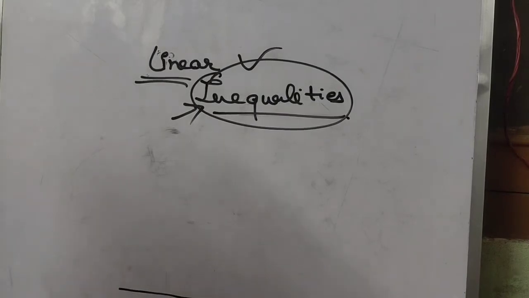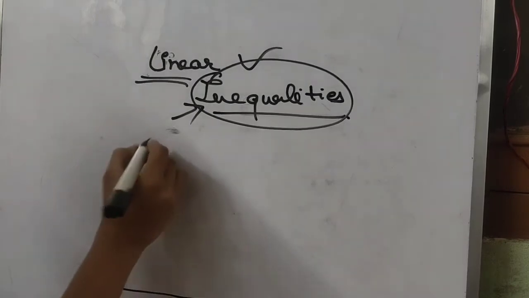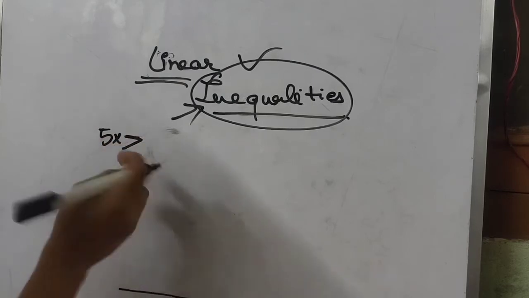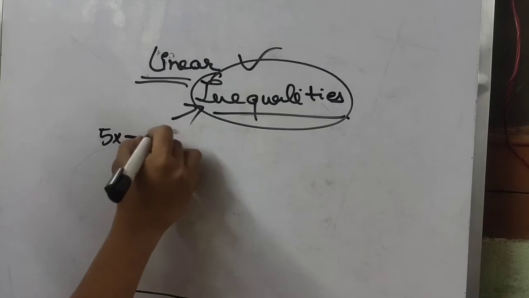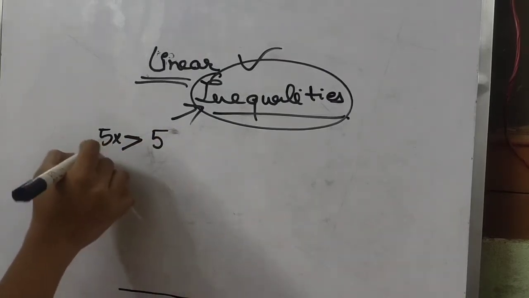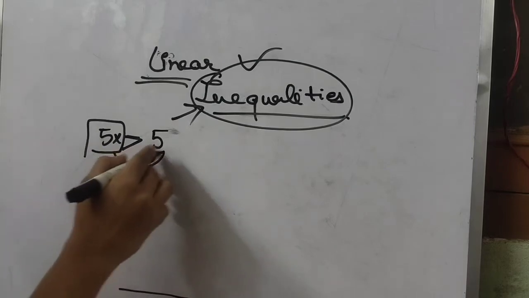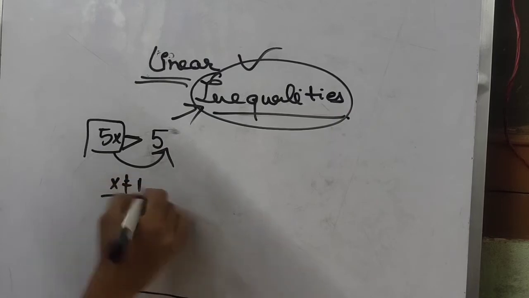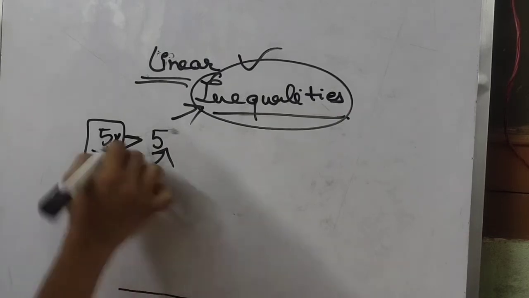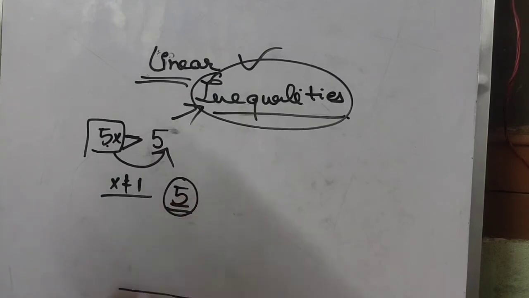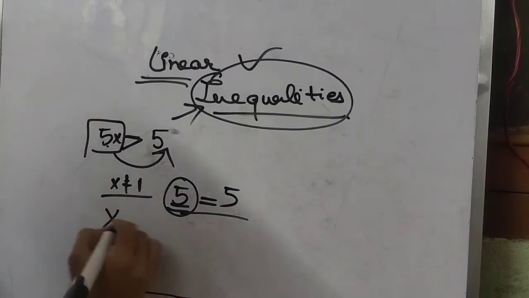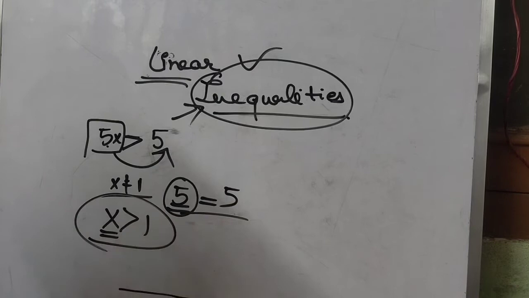Okay, so now we are going to understand what actually is said to be a linear inequality. Whenever I say that 5x is greater than 5, I can say that any value of 5x will be greater than 5. That is, my x cannot be equal to 1, because if x is equal to 1, then I will have a value of 5 that will be equal to 5. So I will not use that value. So that means my x will be greater than 1 in all the cases.